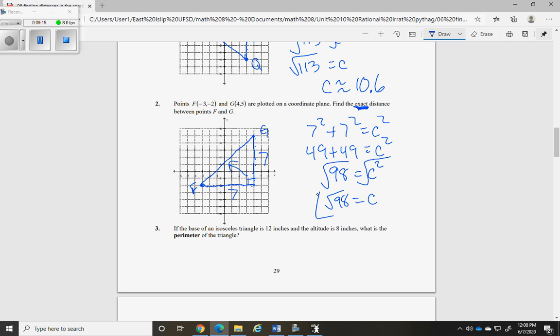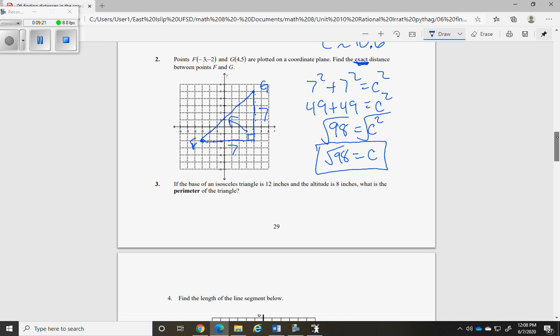Done. I actually like it when they ask me to leave it an exact answer. It's a little less work, right? One less thing to enter in on a calculator. Here, in words, if the base of an isosceles triangle is 12 inches and the altitude is 8 inches, what is the perimeter? Okay, so this is a tricky one.